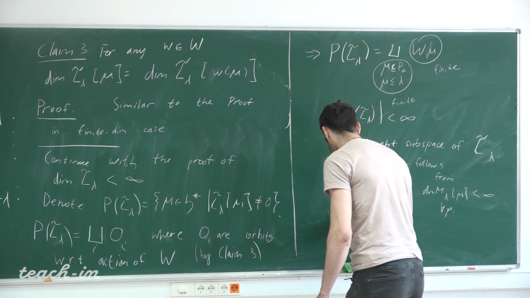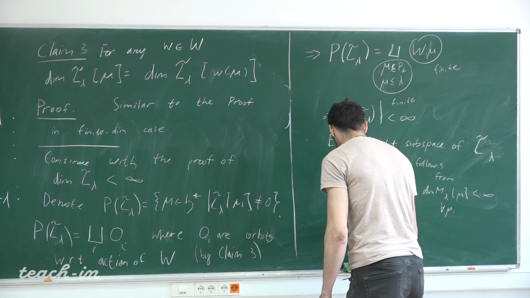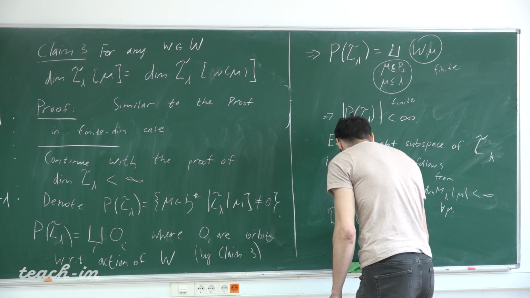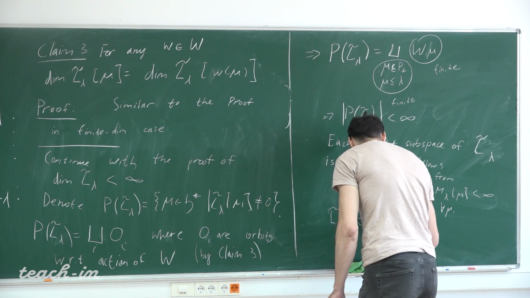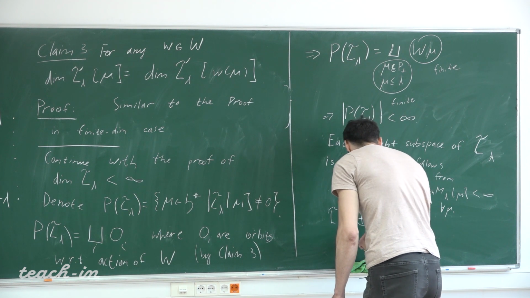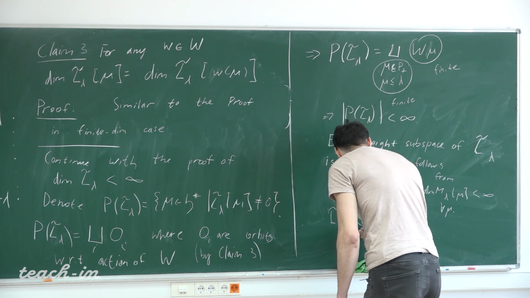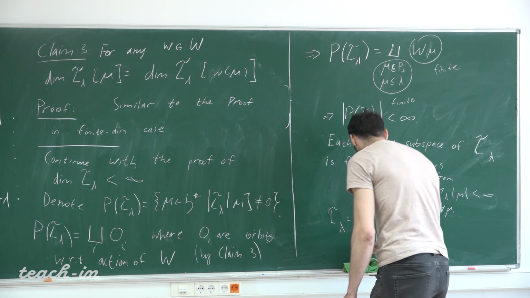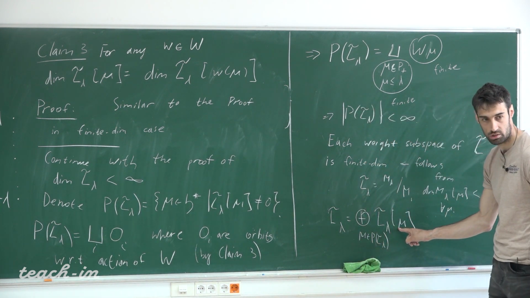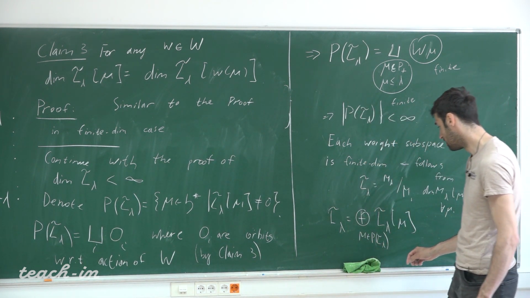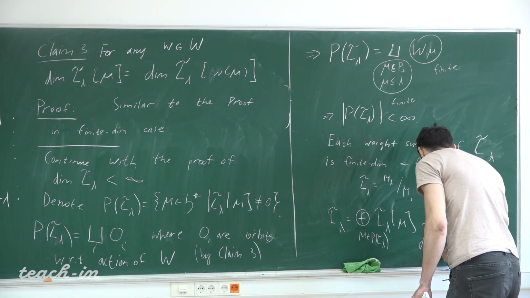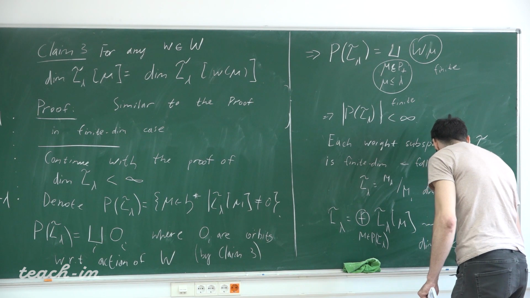Since L lambda tilde is the direct sum over mu in P of L lambda tilde of the weight spaces L lambda tilde mu, this is a finite sum of finite dimensional spaces. So therefore, the dimension of L lambda tilde is less than infinity.